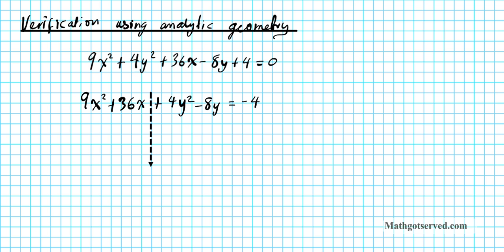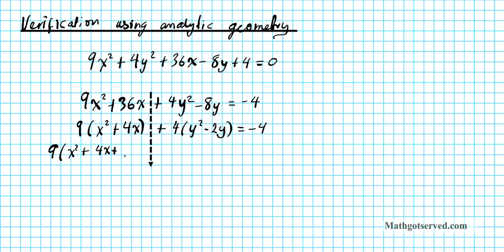Focusing on the x's, I can take out a 9 so that this x squared stands isolated. 9 times x squared plus 4x. And then I can factor out a 4 from the y's, and I'm left with y squared minus 2y. Okay, now we have two incomplete squares, so we're going to complete the square. To complete the square, you basically add b over 2 squared to both sides.